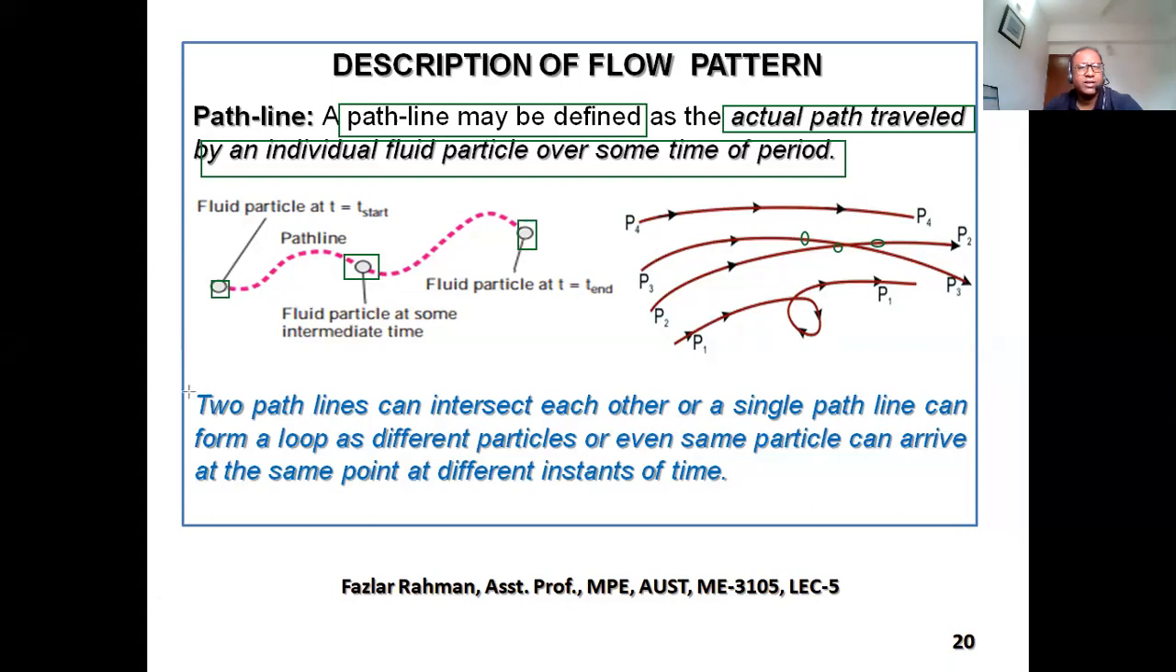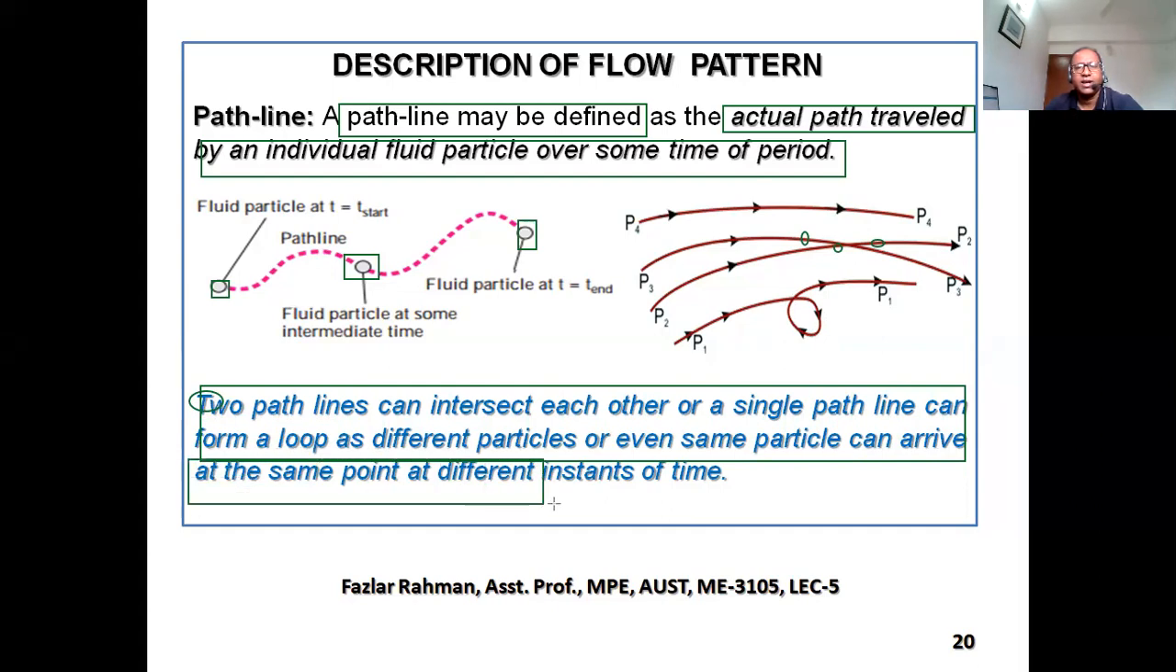So two path lines can intersect each other, or a single path line can form a loop, as different particles or even the same particle can arrive at the same point at different instants of time. For example, a fluid particle from here, at a time came over here. Then it crossed this point again after a few seconds and came back over here. In some cases it might make a loop, not following the same path, but might go this way. Then it travels along this way.